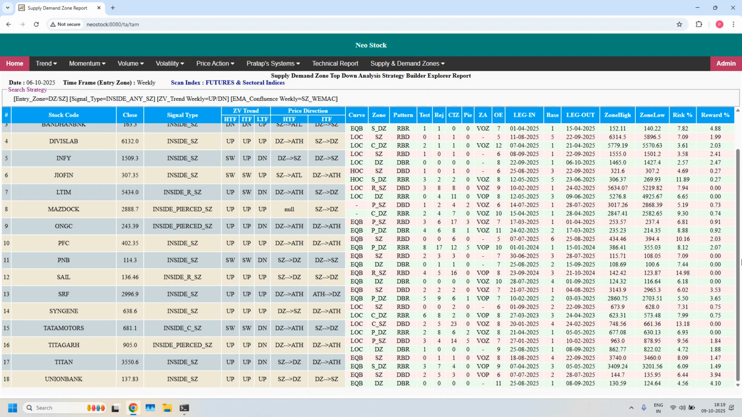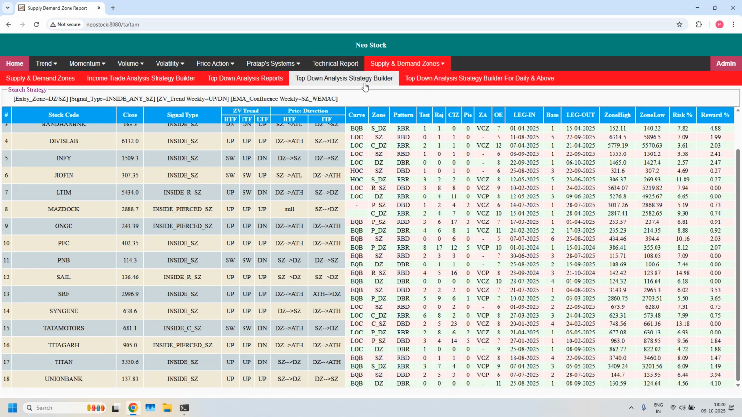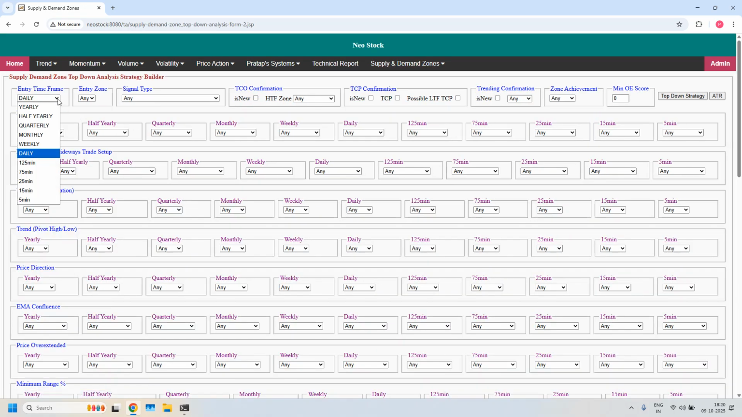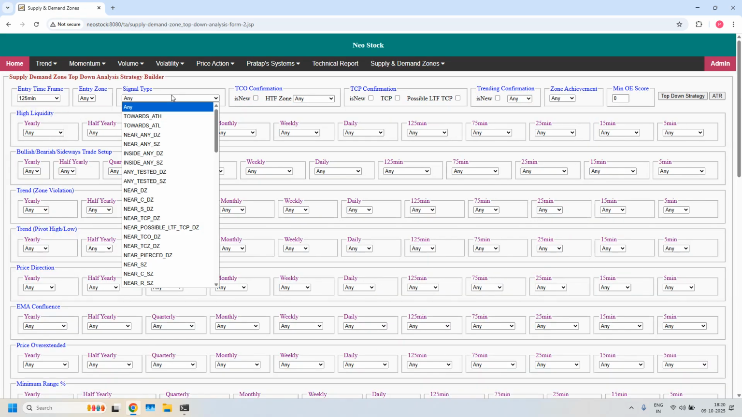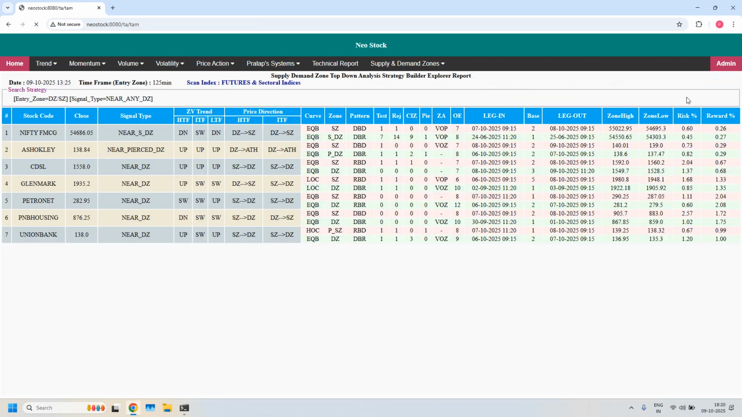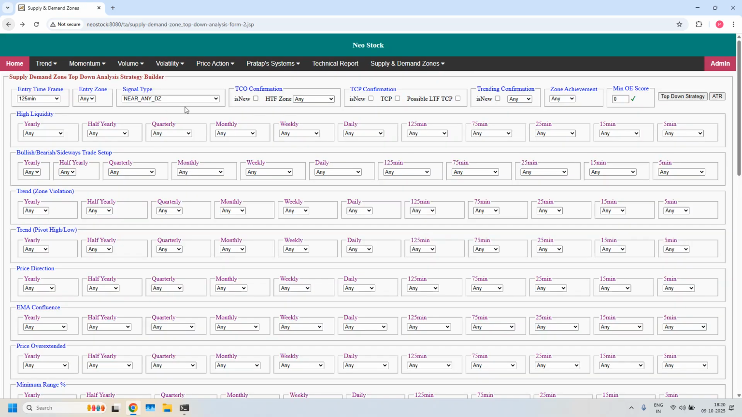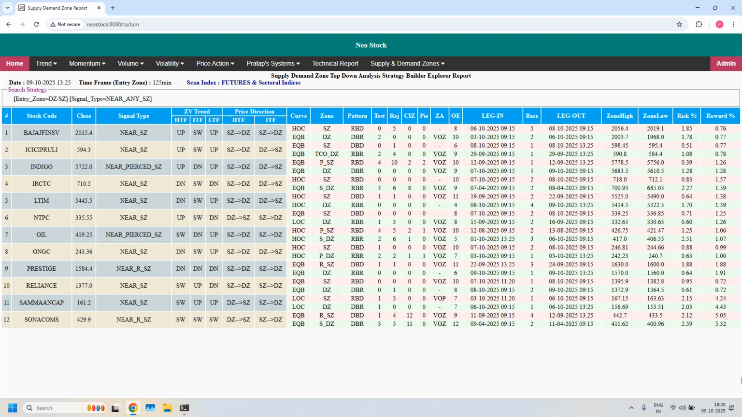The next time frame, daily, was already generated in the beginning of the report. So the next time frame is 125 minutes. Stocks near 125 minutes demand zone, we got 7 stocks. Next, stocks near the 75 minute supply zone, we got 12 stocks.